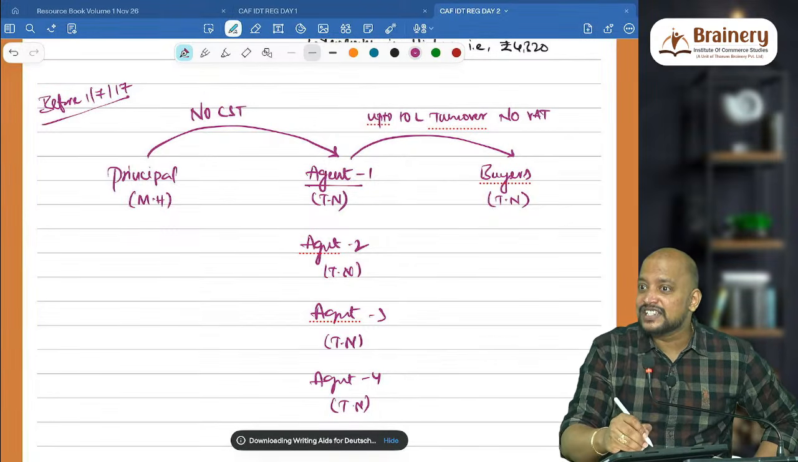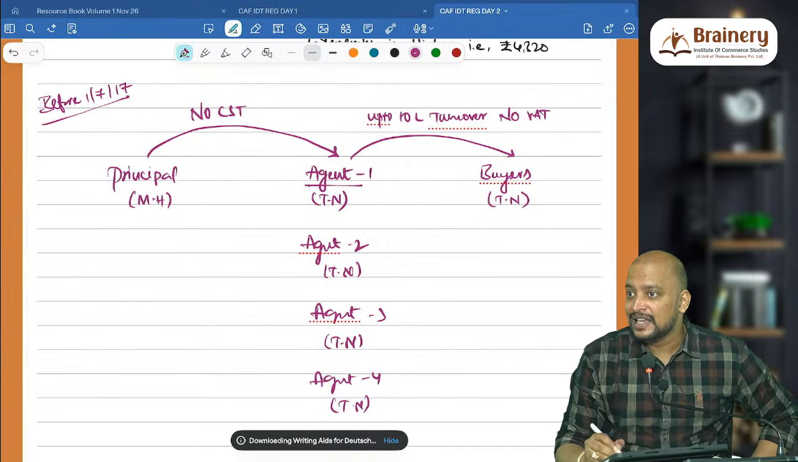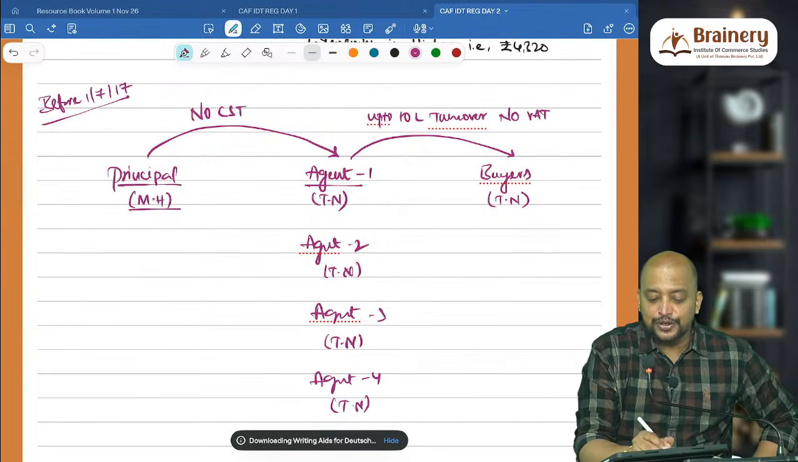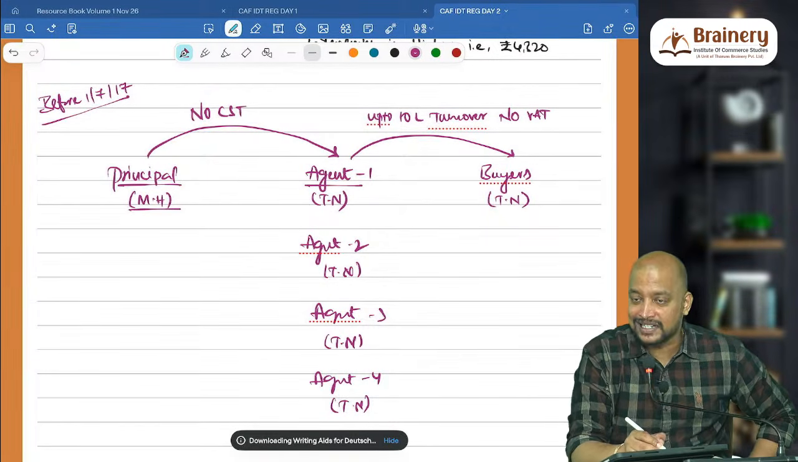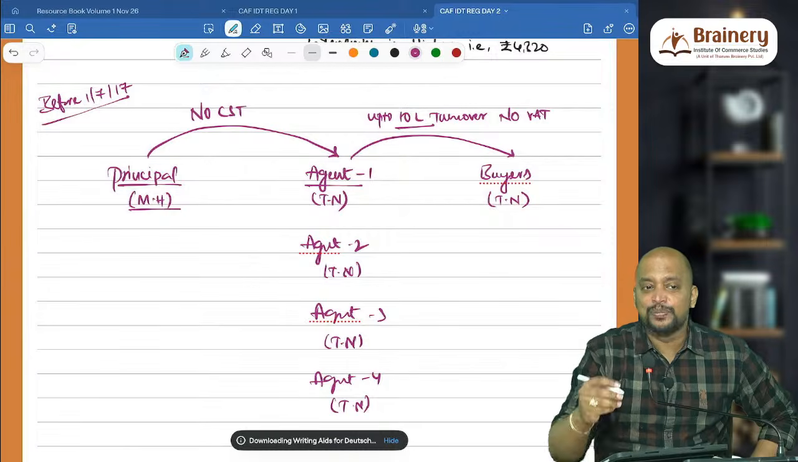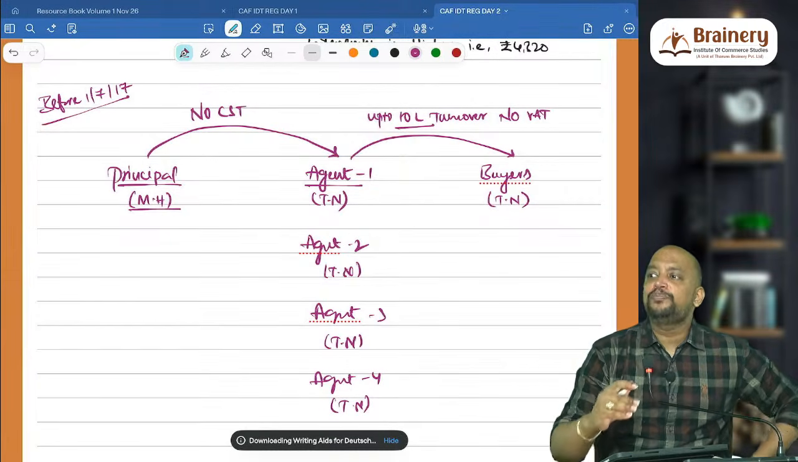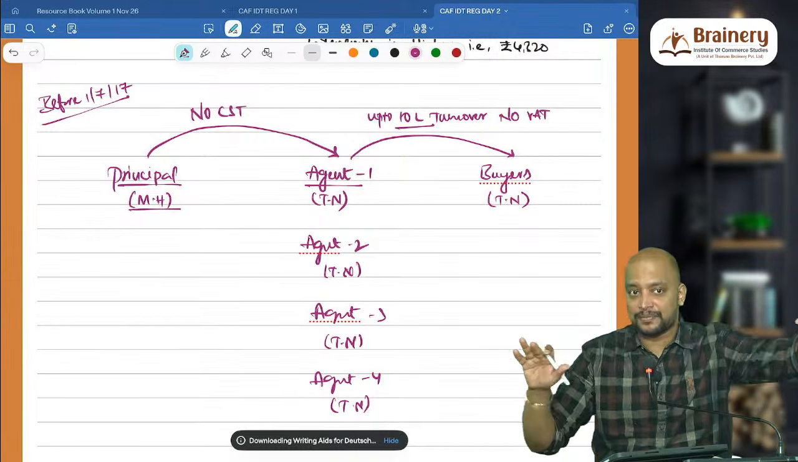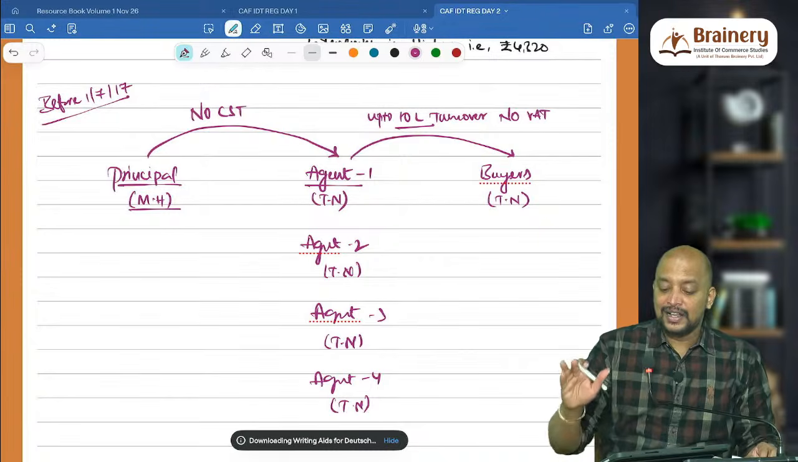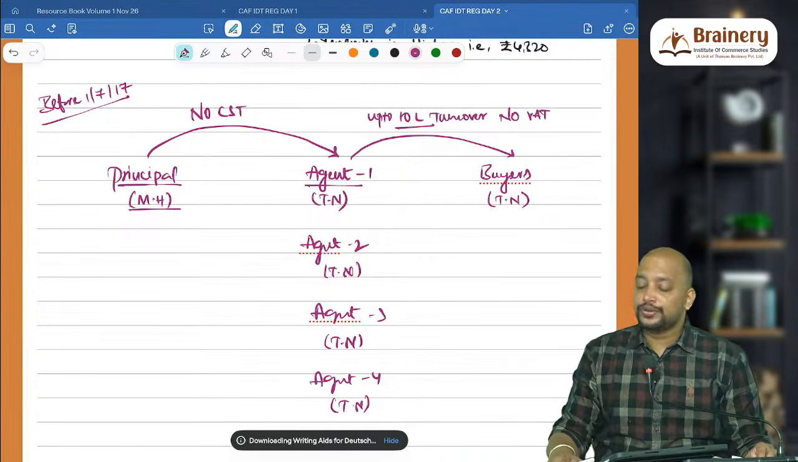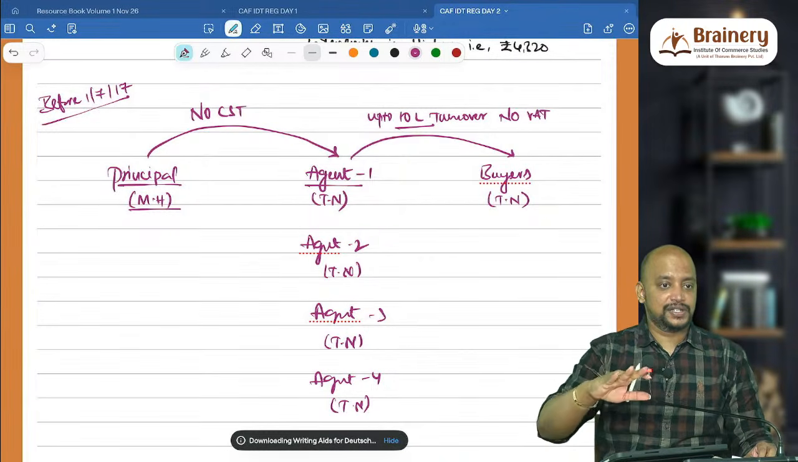Like that, the agency model has spread so rapidly that whenever they are sending the goods to the agent, no central sales tax. Again, up to 10 lakhs, there won't be any value added tax. So completely it has escaped the tax system. Got it? Now they wanted to tax these kind of transactions.